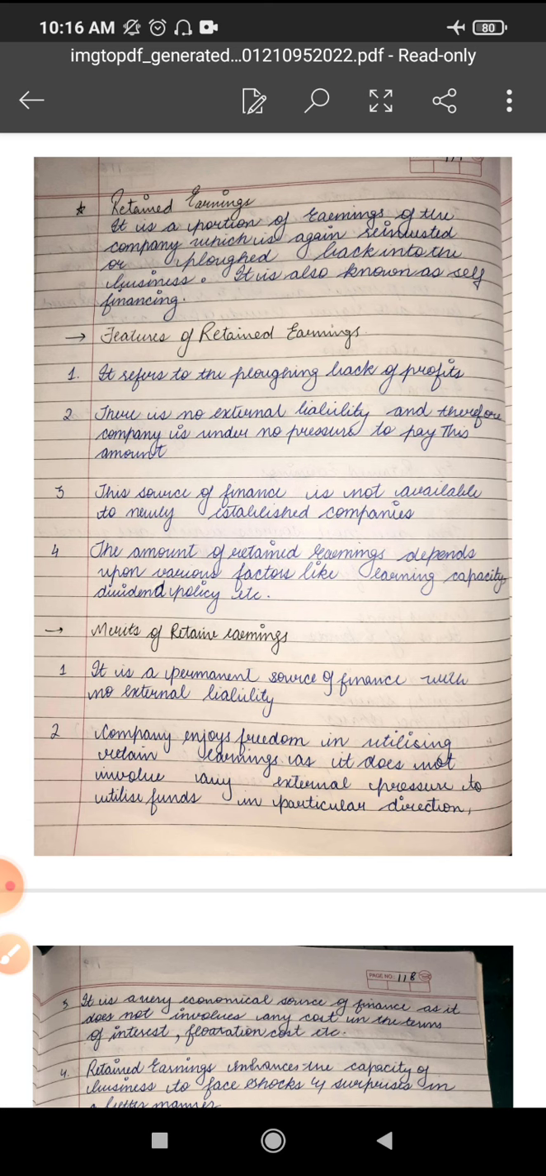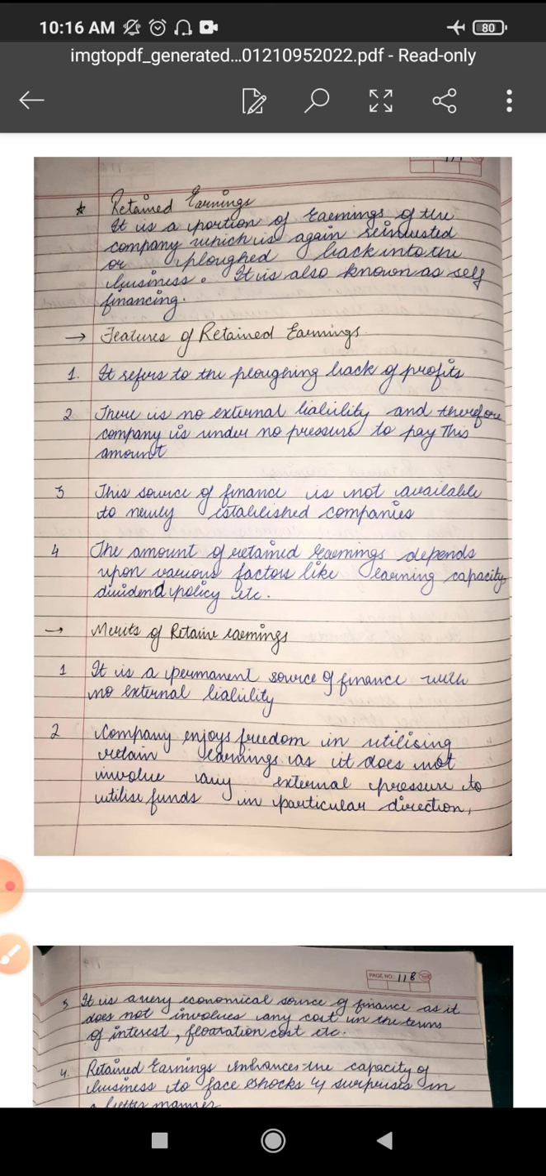Third one, this source of finance is not available to newly established companies. See, when a company is newly established, that company is going to earn the profit in the upcoming years. That company will not have any previous year's profit, and if previous year's profit is not there, there will be no question of retained earnings. That is why this source of finance is not available to newly established companies.